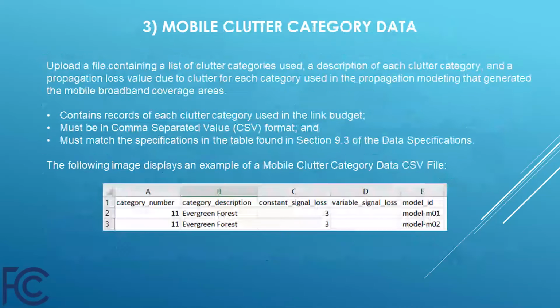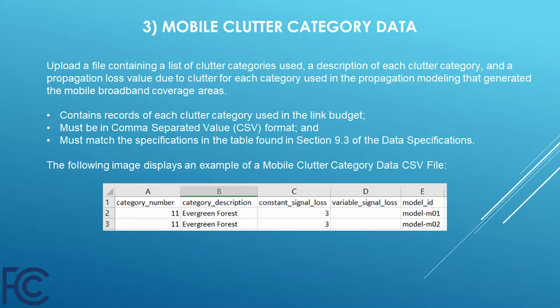To submit mobile clutter category data, filers should upload a file containing a list of clutter categories used, a name or short description of each clutter category, and a propagation loss value due to clutter for each category used in the propagation modeling that generated the mobile broadband coverage areas. The file must be uploaded in CSV format and must match the specifications in the following table found in section 9.3 of the data specifications. All of the values listed in the table are required unless otherwise indicated.